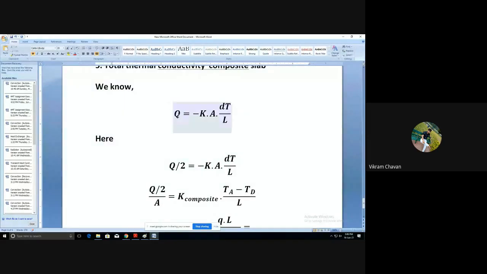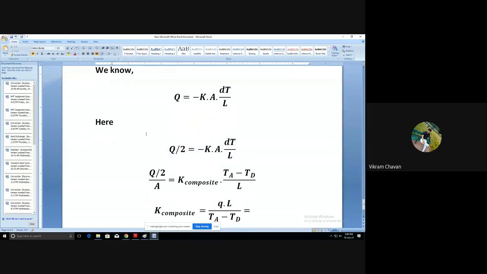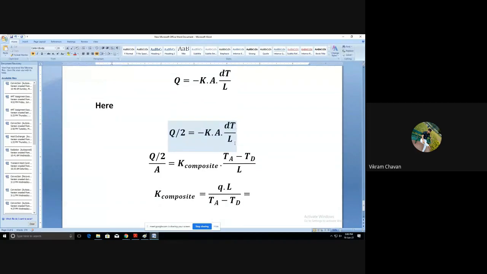Then we have discussed that Q is equal to minus K multiplied by A multiplied by dT divided by L. In our case we consider Q by 2 for one slab, which is equal to minus K multiplied by A multiplied by dT divided by L. Now we are considering this equation for the complete composite wall, so thermal conductivity will be considered as K composite. For the total wall, dT is the overall temperature difference, Ta minus Td, and L is the total thickness of the slab.